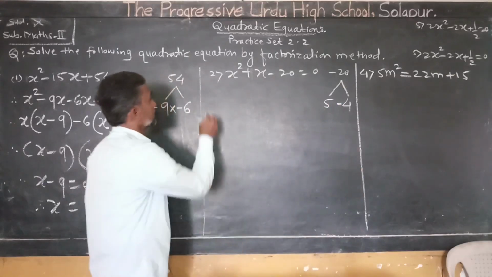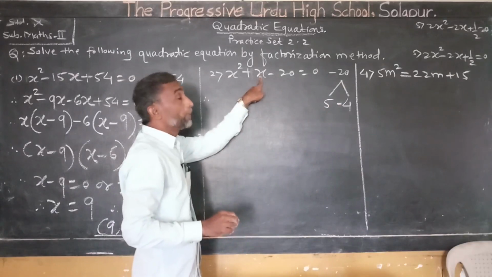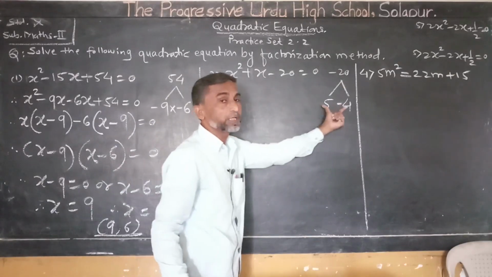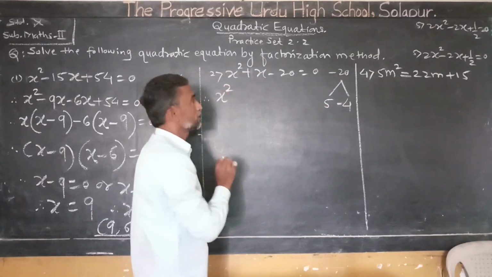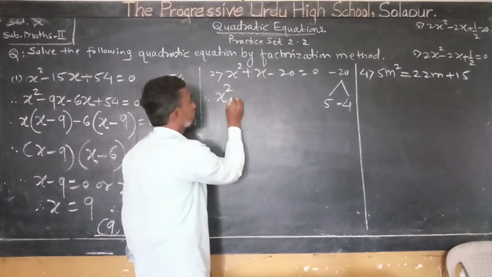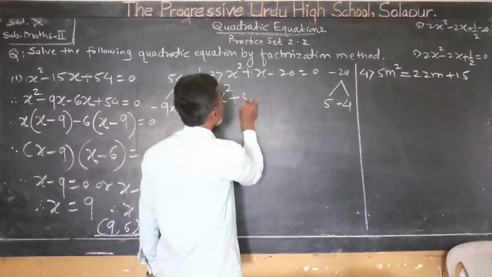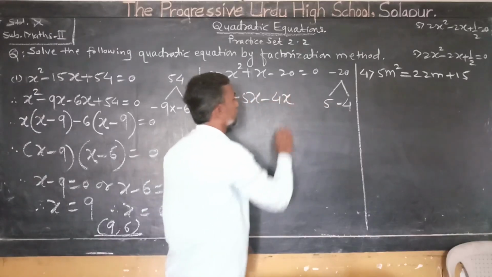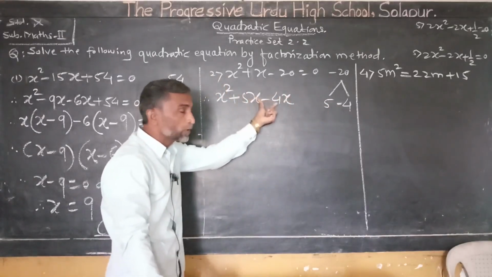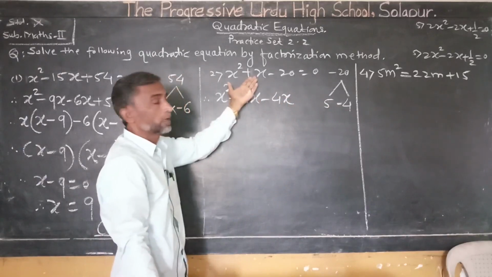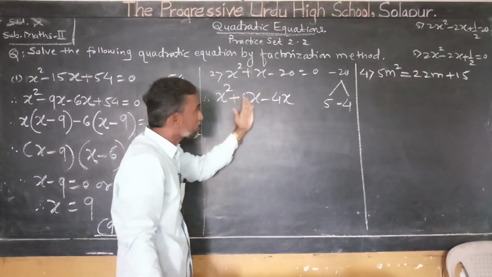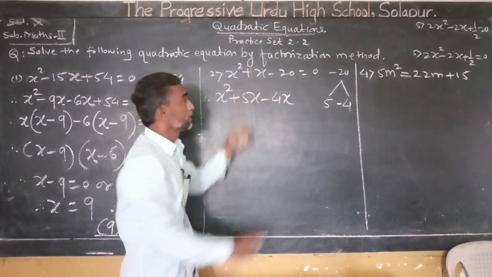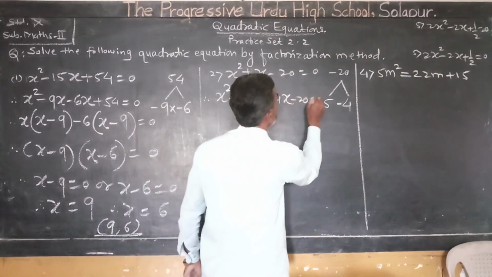Now split the middle term according to these two factors. First x square as it is. Now split the middle term, write it as 5x minus 4x. 5x minus 4x means 1x, only we have split it in this way. 5x minus 4x means x. Minus 20 is equal to 0.